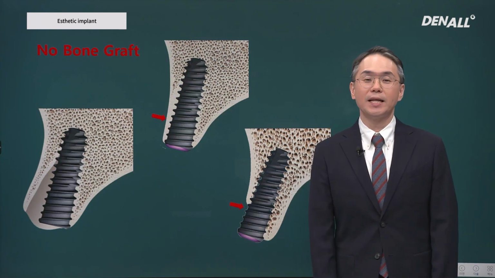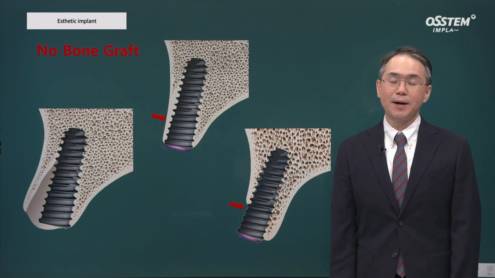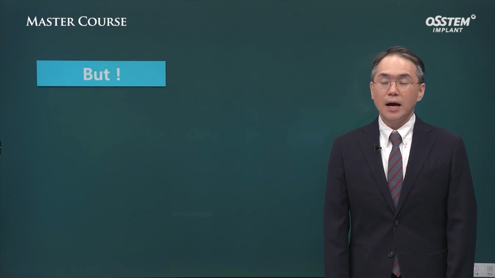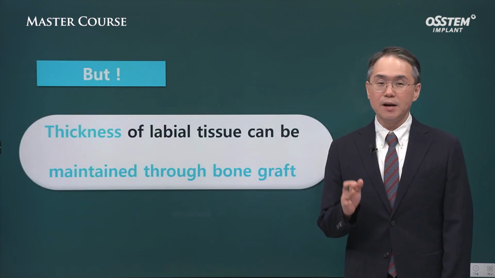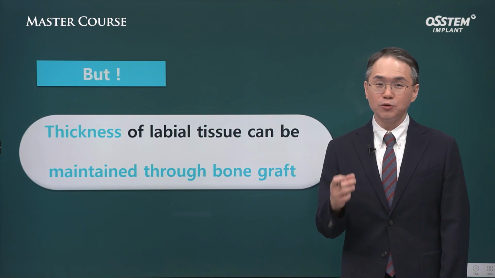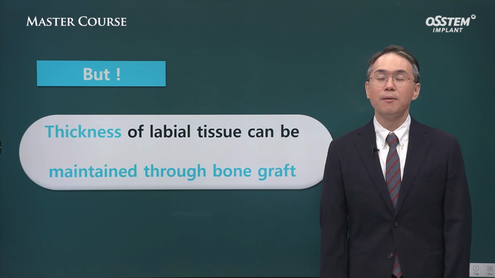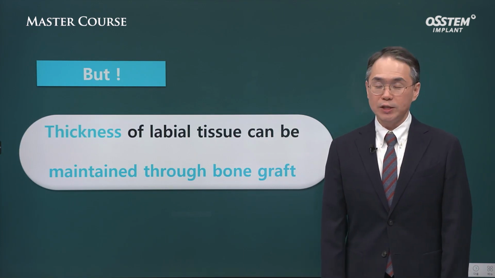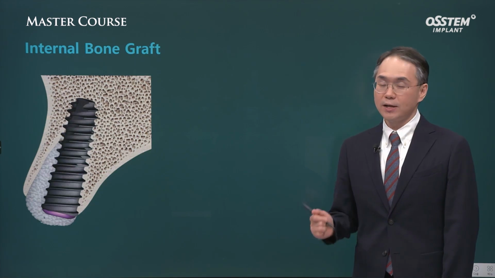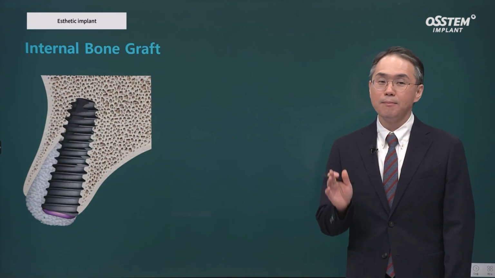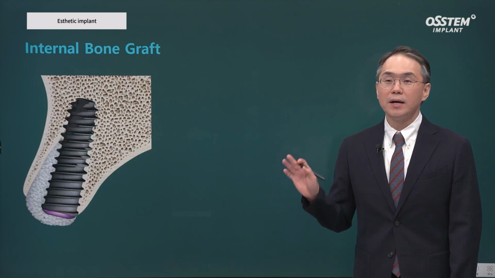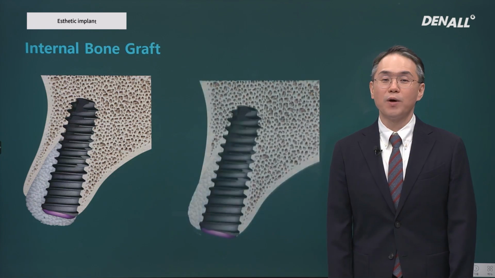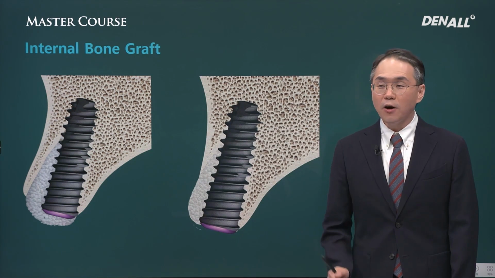If you don't do this, the gingival recession will lengthen the crown. But fortunately, by making sufficient space and placing the implant palatally, and by filling in that gap with bone graft material, labial tissue thickness can be maintained. This kind of strategy is what I use frequently. I try to place the implant as palatally as possible, and I make the gap between labial plate and implant more than 2 millimeters and make sufficient space for graft material to go in.